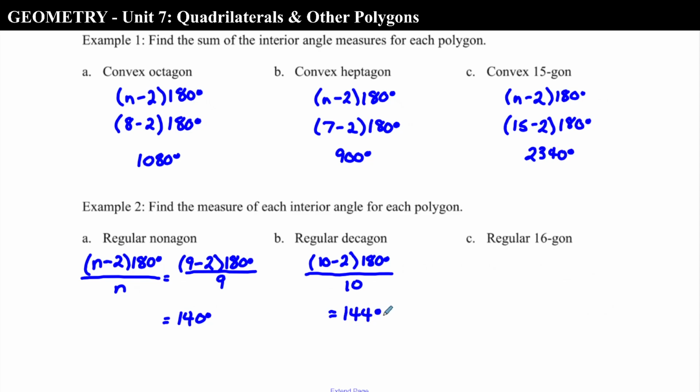And then finally, for a regular 16-gon, we have 16 minus 2 times 180 divided by the 16 angles, since all 16 angles are the same. You can only do this for regulars because we know all the angles are the same in a regular polygon. Okay?